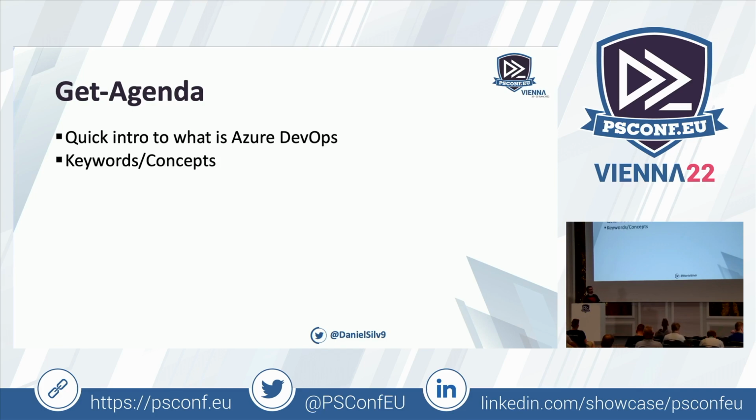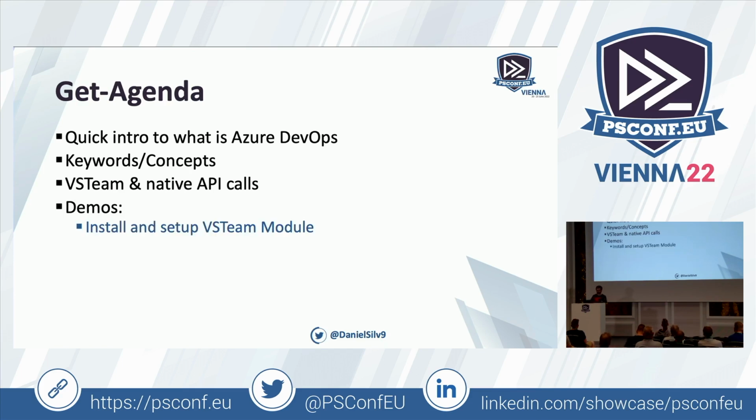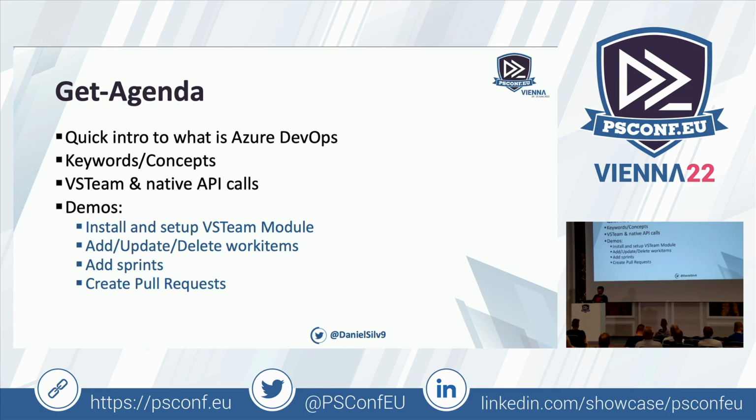If there are a lot of questions, we might move those to the end of the session. Also, I'll give you an introduction to keywords and concepts. We'll be talking about VSTeam and native API calls, which are the two approaches that I'll be using throughout this demo to interact with Azure DevOps. On the demo side, we'll be focusing on installing and setting up the VSTeam module. We'll be adding, removing, and updating work items, adding sprints, creating pull requests, and if we have time, I'll also briefly talk about removing pipeline agents.